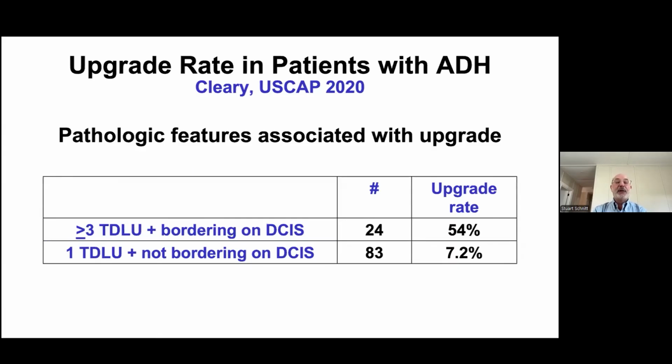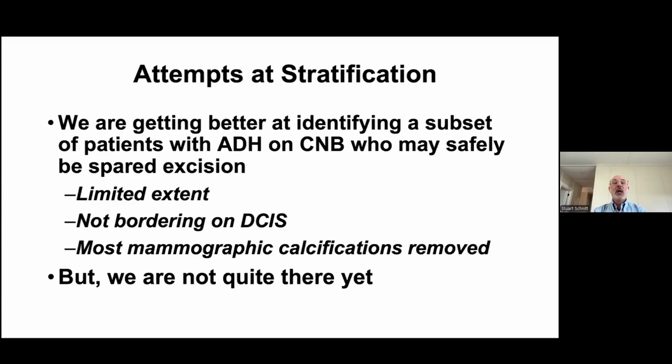And when we combine these features, what we found was that if there was more involvement, 3 or more terminal duct lobular units, and the lesion was bordering on DCIS under the microscope, the upgrade rate was very high, 54%. In contrast, if there was only very limited involvement by ADH and it was not bordering on DCIS, the upgrade rate was about 7%. But again, 7% is felt by most clinicians and radiologists to be too high. So where are we with stratifying patients with ADH and identifying those that may not need a surgical excision at the time of the biopsy?